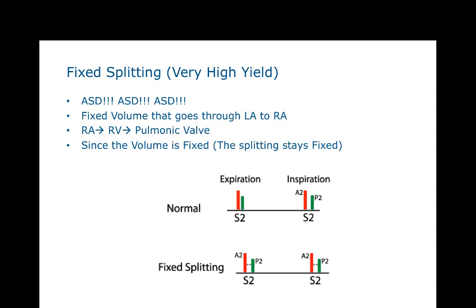How about fixed splitting? I would remember fixed splitting is a very high yield topic. And when they say fixed splitting, the first thing that should come to your mind is ASD. So what happens? Fixed splitting means you have the same timing between the A2 and P2 during expiration and inspiration. Remember, atrial septal defect, or ASD, means you have a septal defect between the left atrium and right atrium. So blood will preferentially want to go to the right atrium because the pressure in the left atrium is higher, right? You have a fixed amount of blood coming in all the time. So then your splitting stays fixed because you're not changing the blood volume.